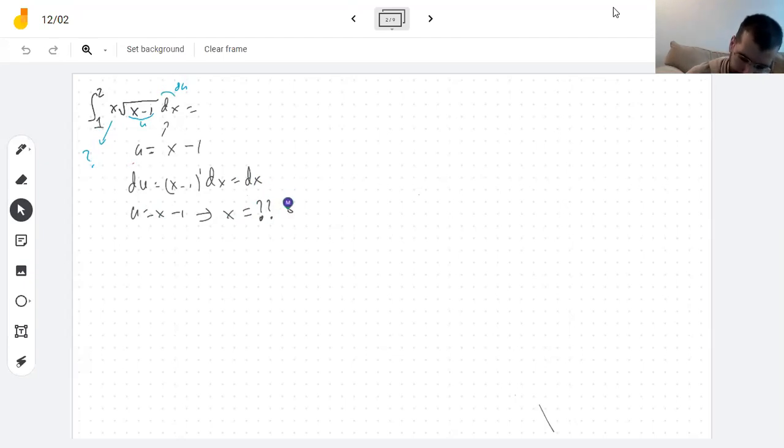Well, the way we do this is to solve for x. In the only equation I have, I mean the one with the du's and the dx's, that one doesn't really mean anything to solve for x there. But if I solve for x here, how do I solve for x? I'm pretty sure I add one to both sides, so I get u plus one equals x. So the x here that I didn't know what to do with should become u plus one.